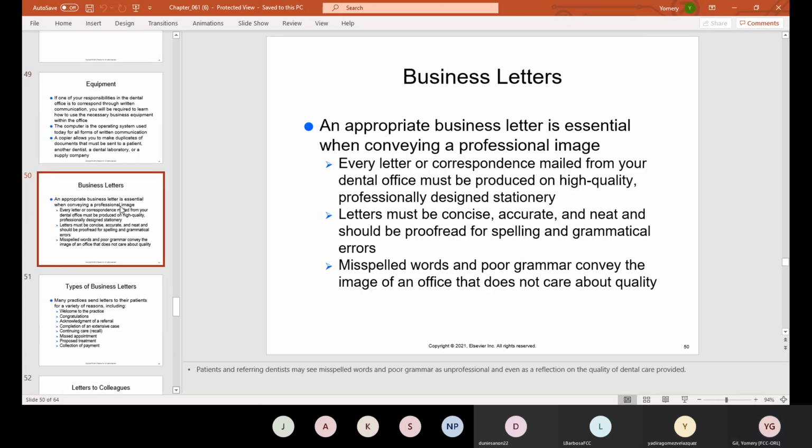So, business letters. An appropriate business letter is essential when conveying a professional image. Every letter or correspondence mailed from your dental office must be produced on high quality, professionally designed stationery. Letters must be concise, accurate, and neat, and should be proofread for spelling and grammatical errors. Misspelled words and poor grammar convey the image of an office that does not care about quality, and that is true.